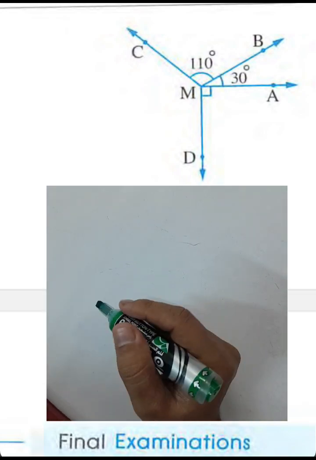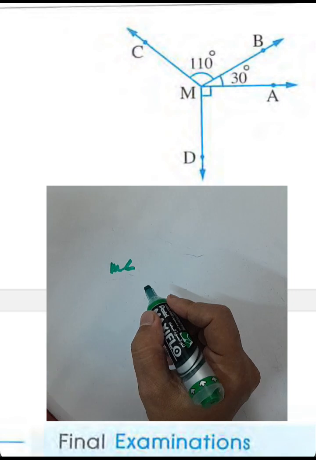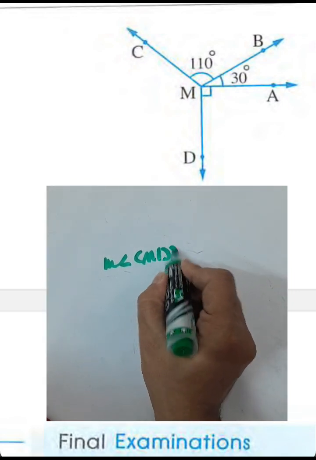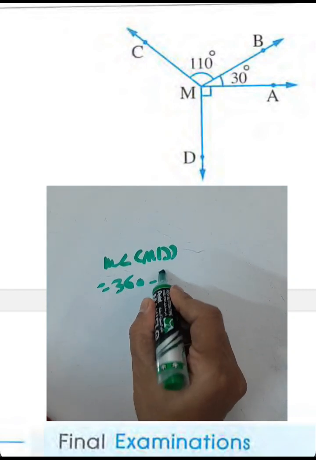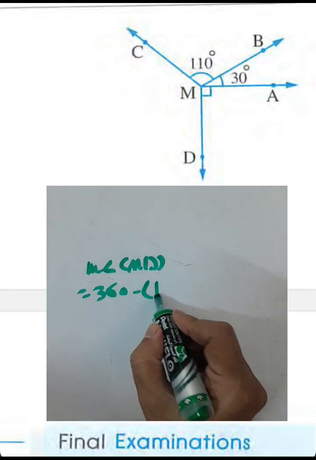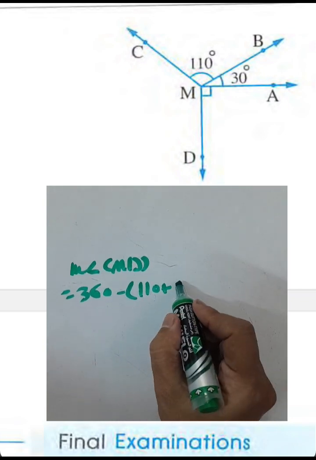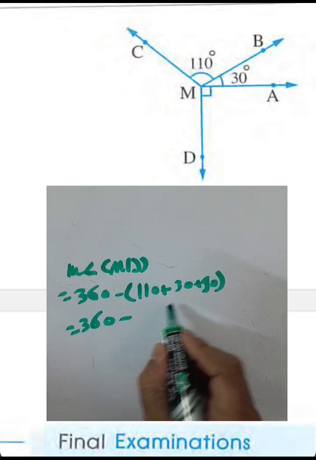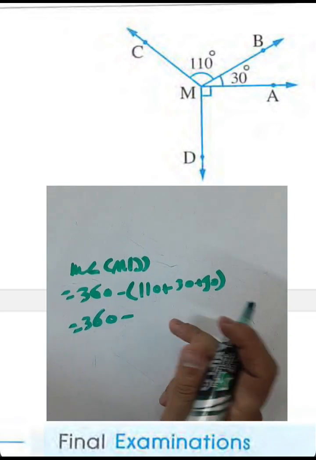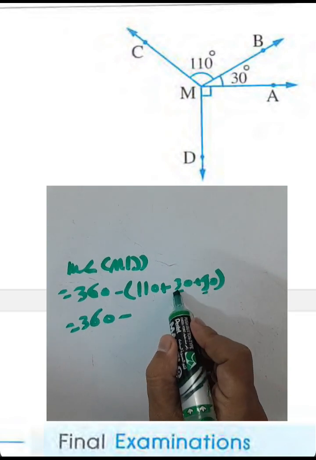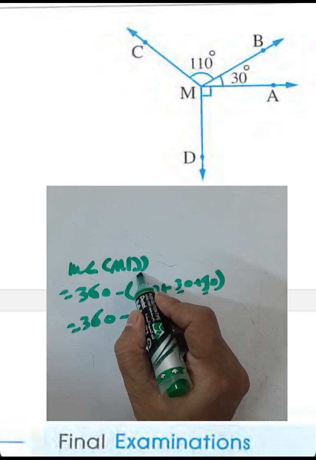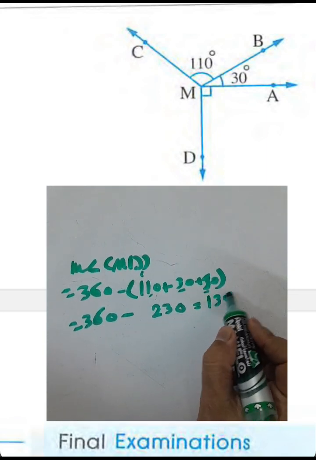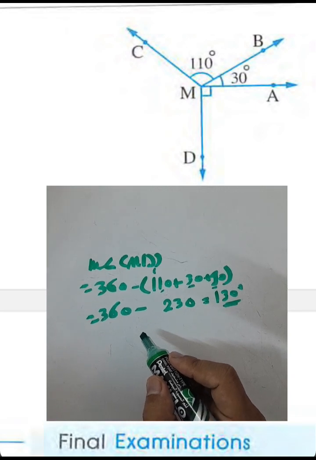Then the measure of angle CMD will be 360 subtracted by the sum of all angles here, 110, 30 and 90. The result will be 360 subtract the sum of them. Here it will be 0 plus 0 plus 0, 9 plus 3 is 12, 12 plus 1 is 13, 3 and carry 1, 1 plus 1 equals 2. And the result will be 130 degrees. Next question.